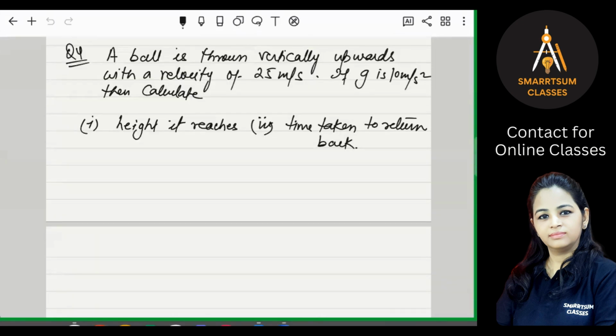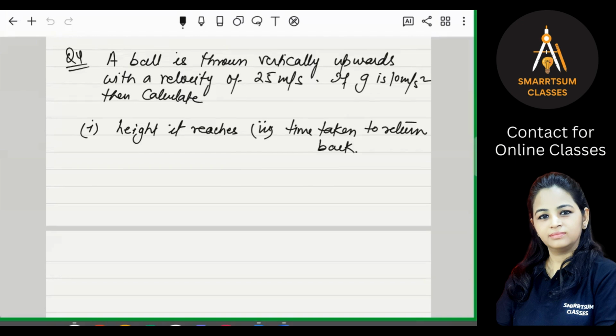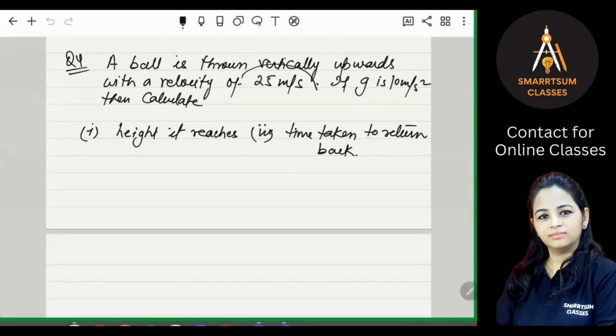Okay, so look at question number 4. A ball is thrown vertically upwards with a velocity of 25 meter per second. So we are throwing a ball vertically upward, and the initial velocity with which we are throwing it is 25 meter per second. g is taken as 10 meter per second squared. Now you have to calculate the maximum height it will reach and the time taken to return back. So you have to find h and t this time.